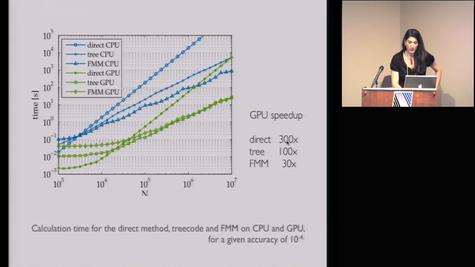But what I want you to focus on is that we have a 300-fold speed up for the all pairs, which is the most parallel process. For the tree code, we have a 100-fold speed up, and for the fast multipole method, a 30-fold speed up. So you may say, oh, that's not great, that's just 30-fold speed up. But remember, we're already using an order N algorithm, which is quite complicated, okay?